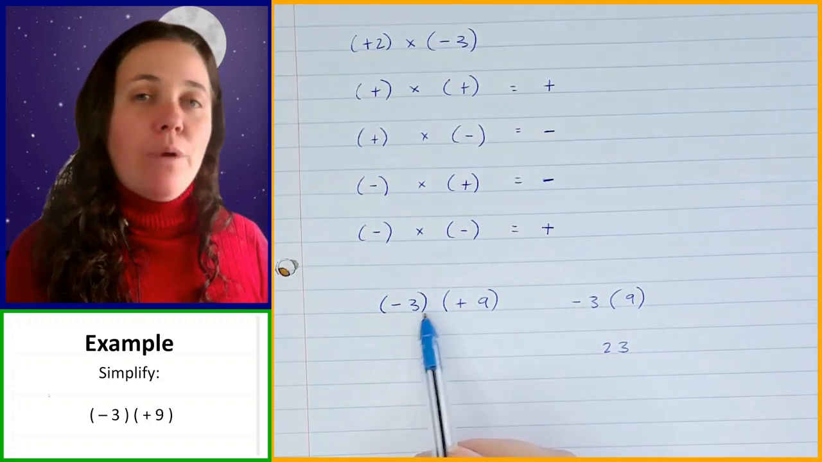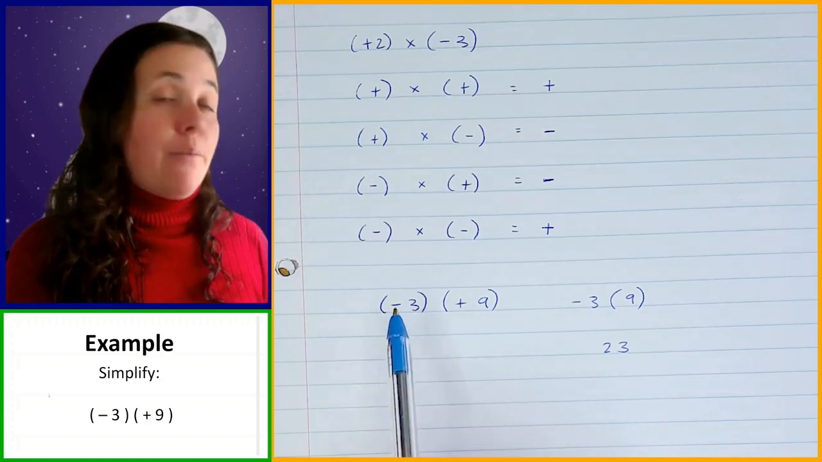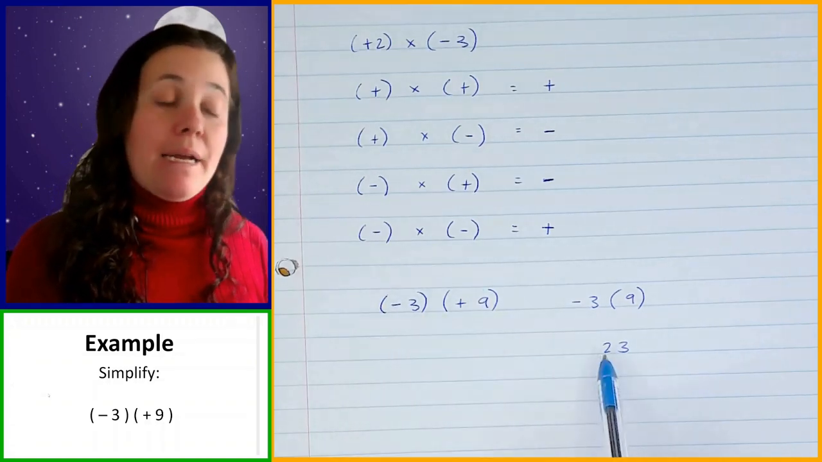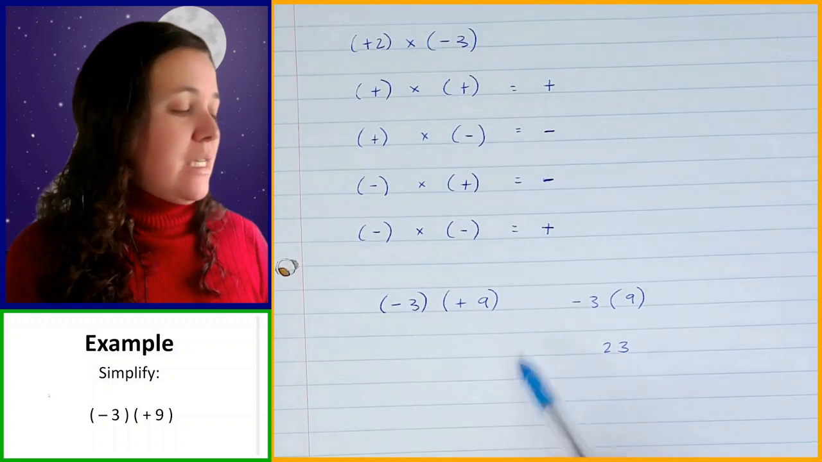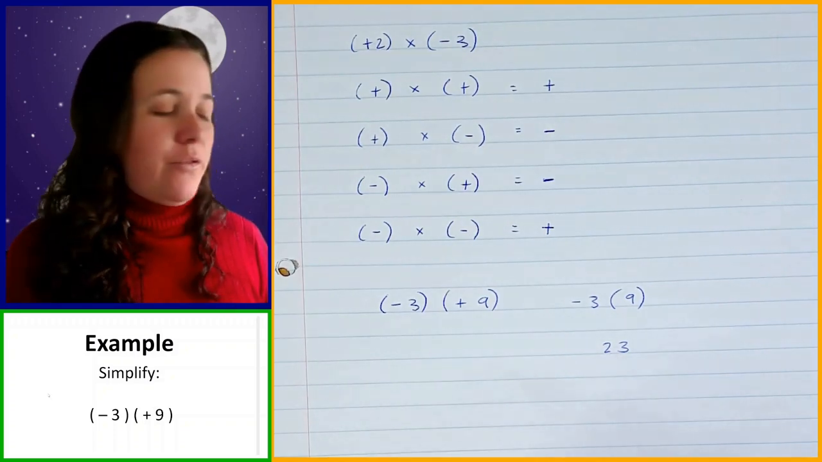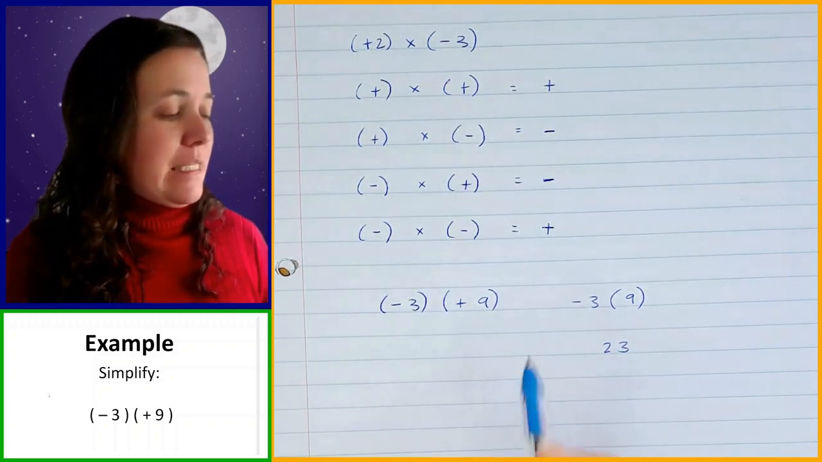But if you've got between brackets or between something, a number or something and a bracket, you don't have to write that multiplication sign because there's nothing else that can really be confused with. Okay, so that automatically means times.